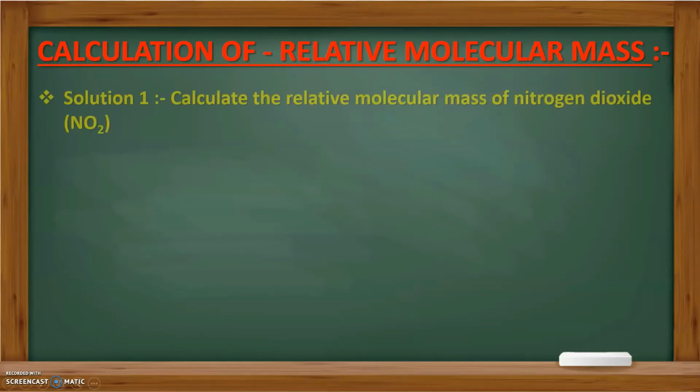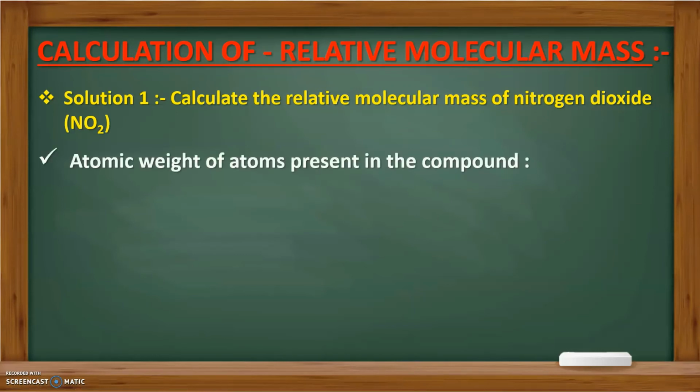First, let's take an example of nitrogen dioxide. First, you have to know the atomic weight of the atoms present in the compound. The atoms present in the compound are nitrogen and oxygen. The atomic weight of nitrogen is 14 and the atomic weight of oxygen is 16.